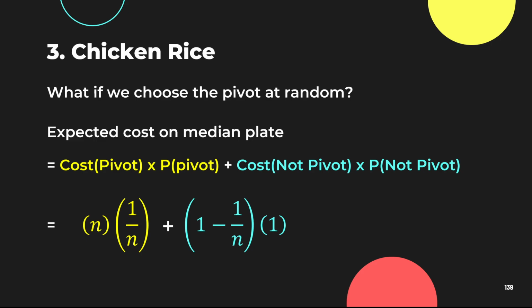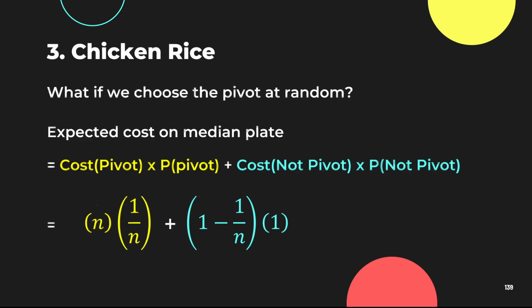There's only 1. If it's not a pivot, you're just going to take one plate and compare it with the pivot, take one and compare with the pivot, take one and compare to the pivot. And the probability of it not being a pivot is just n minus 1 over n. So it's a greater probability compared to it being a pivot itself.